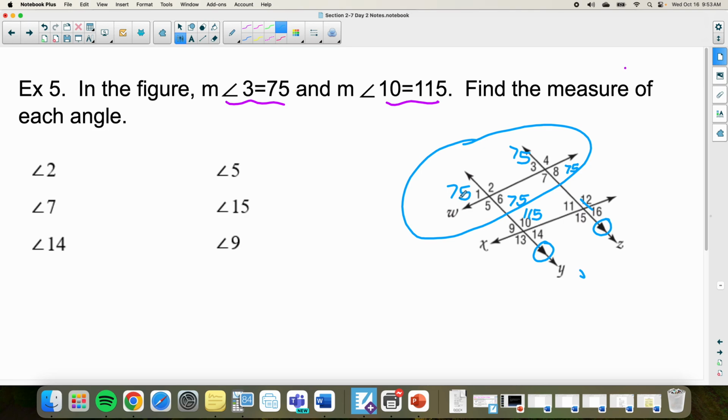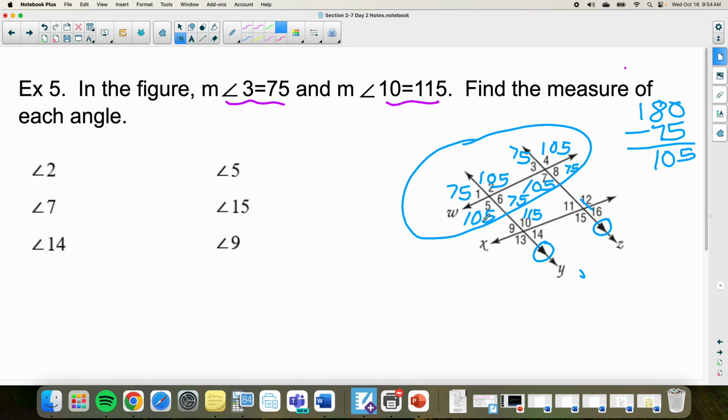Don't 4 and 8 add up to 180? So if 8 is 75, the other one would be 180 minus 75, which is 105, okay? So all four of these are going to be 105, okay?